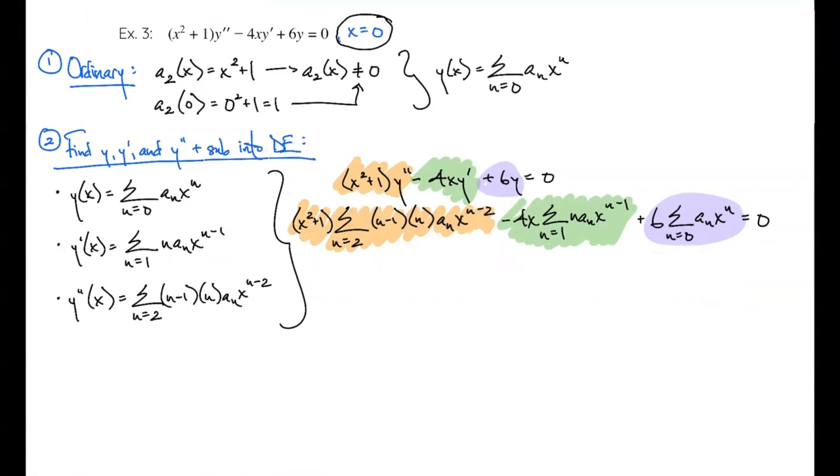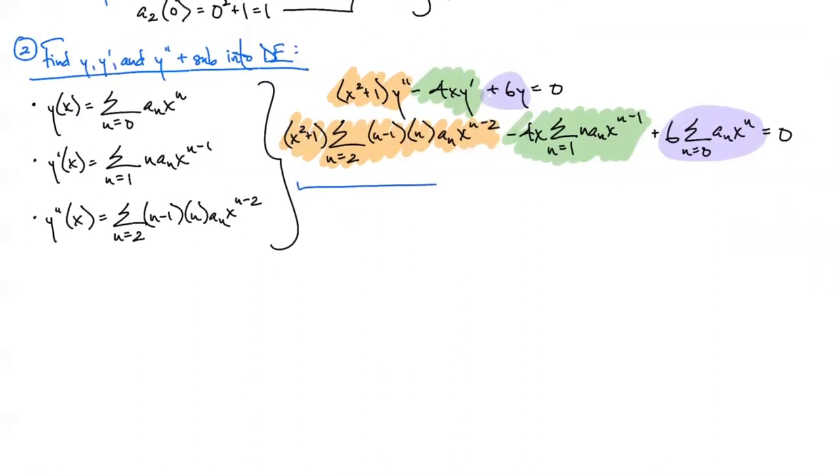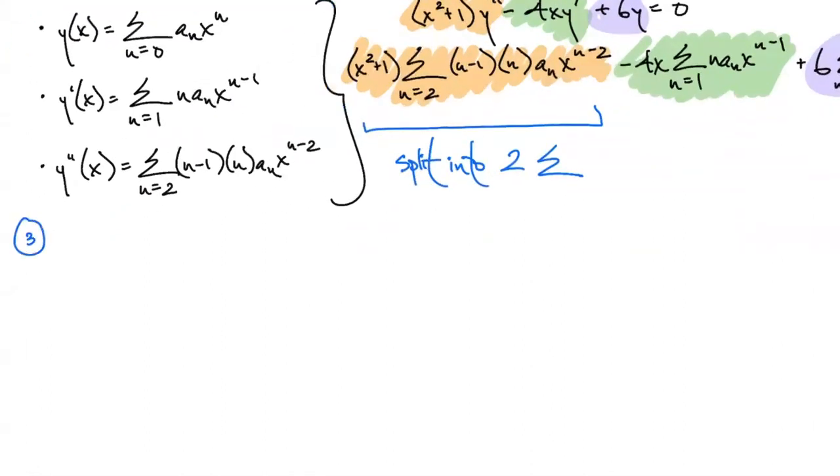But what I'm going to do with the orange one is I'm going to take the x squared plus 1 and I'm going to distribute the series to the x squared. And then I'm going to distribute the series to the 1. Okay, so in my next line, I'm going to have 4 series. So we're going to write a note for ourselves here that will split into 2 sums. All right, so step 3, we are going to combine into a single series.